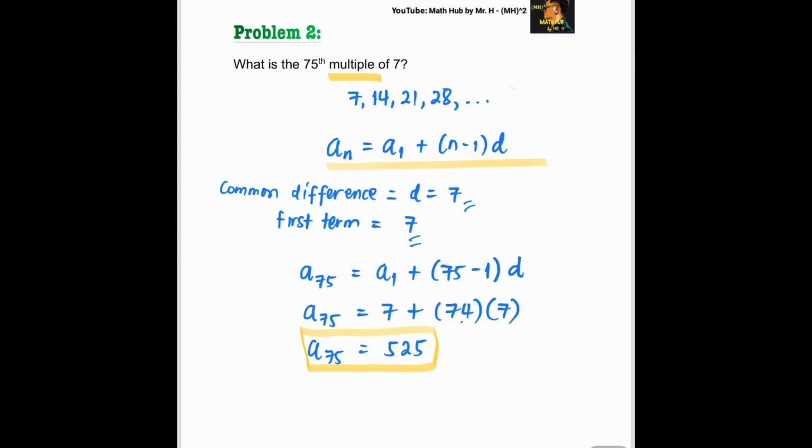If you continue this, you'll have 35, then 42, then 49, until you reach the 75th term, which will be 525. There's a shorter way to do it. If you're not applying the arithmetic sequence formula, you can simply do 75 times 7, which is the same, 525. So that's the other way.